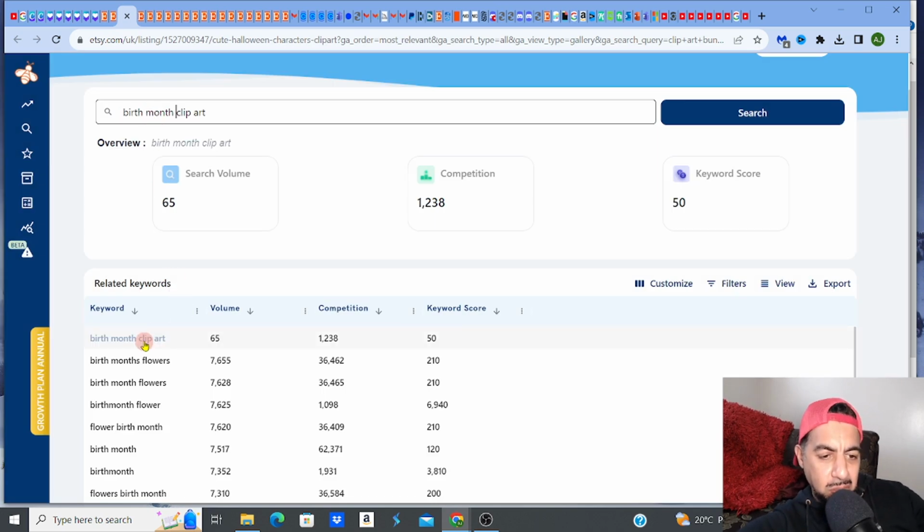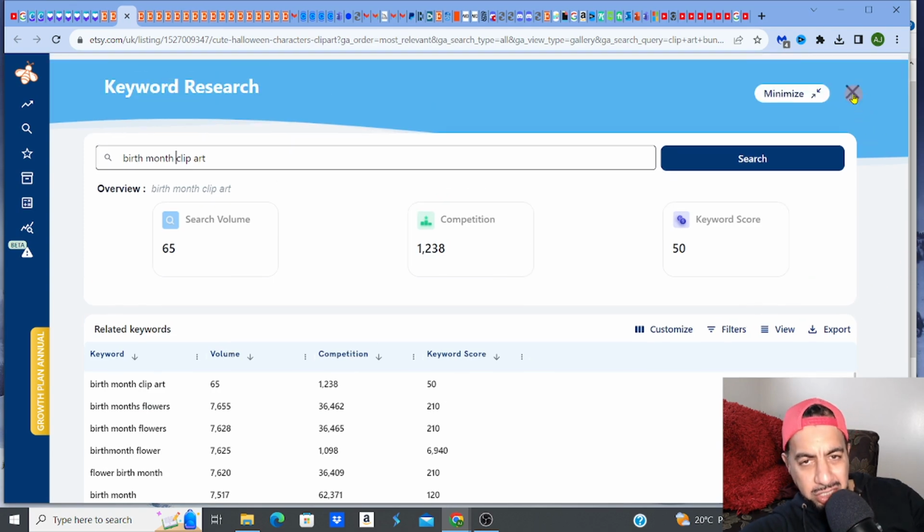And here you go. You've got birth month clip art and birth month flowers. Can you see these numbers here, right? A keyword score of 210 is fantastic, right? 210 is amazing. So a volume of 7,655 people looking for it, and a competition of 36,000. Okay, so birth month looks like a good keyword to use, just as an example. Reverse engineering: actually look and research it first, and then create the product after.